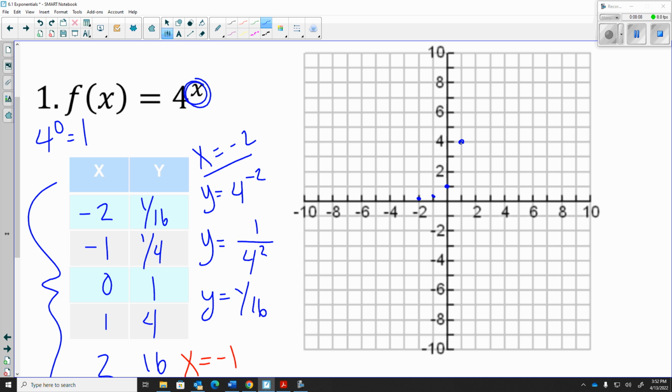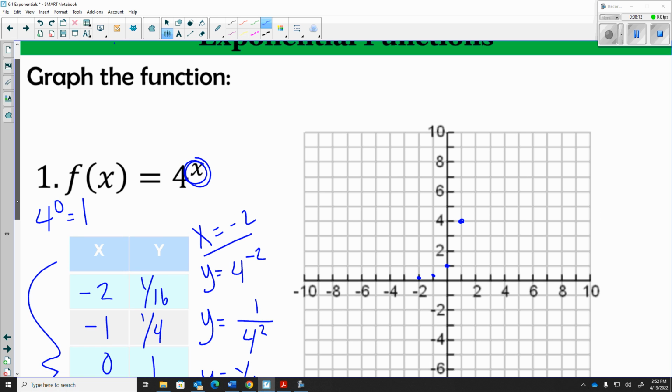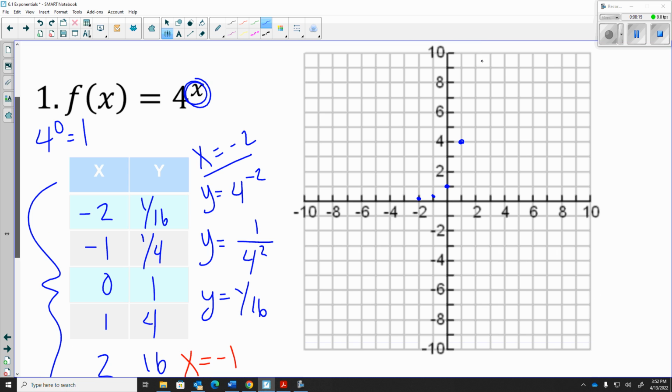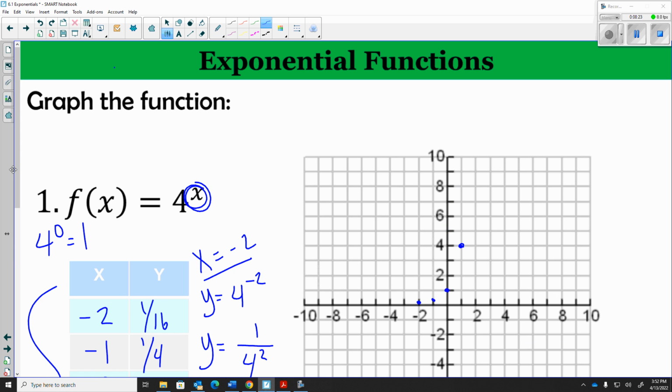16 is off my graph by quite a bit, right? And that's the thing with exponential functions, is that they grow really, really quick. So 16 would be way up, somewhere like up here-ish, right? So I'll just do the best I can. And if I connect the dots, I got a graph that looks something like this, okay?